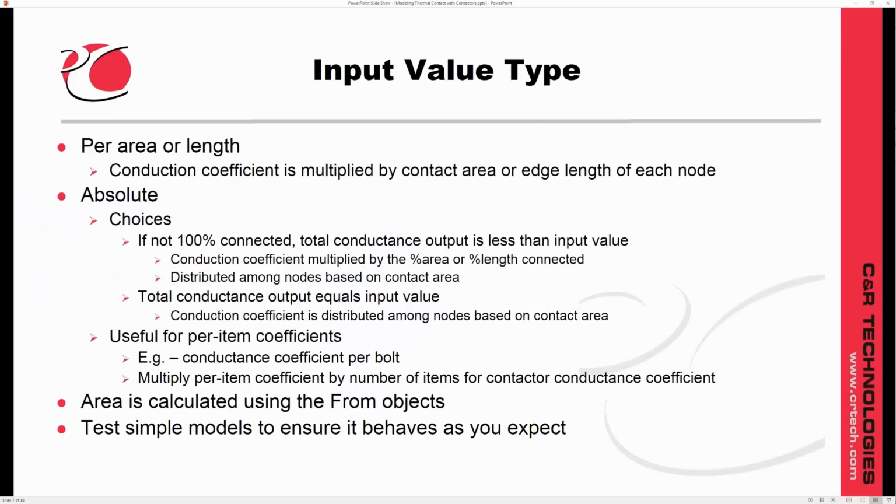Now, one thing to point out is that the area is always calculated using the from objects. So that's why it's important to choose what you're connecting from and then what you're connecting to. So what you're connecting from is actually being used to calculate the area of contact. One thing to always do is test simple models until you have a full understanding of how this works. Make sure it behaves as you expect, so you can verify that, okay, yes, that was what I expected it to do. So you can use that in your more complicated model.